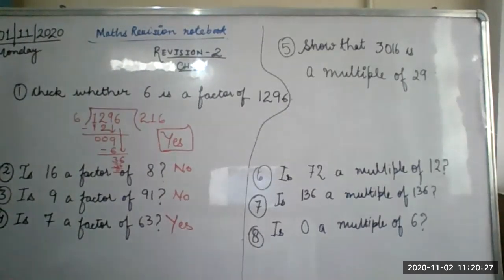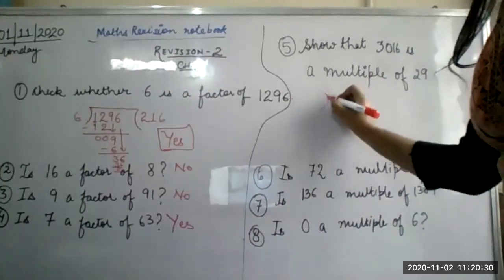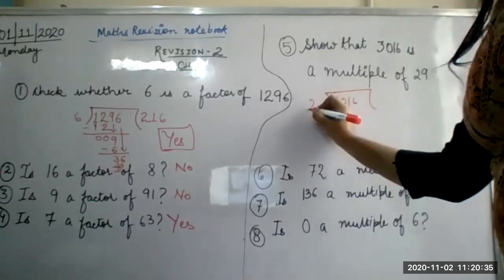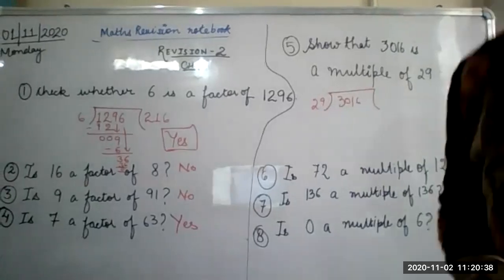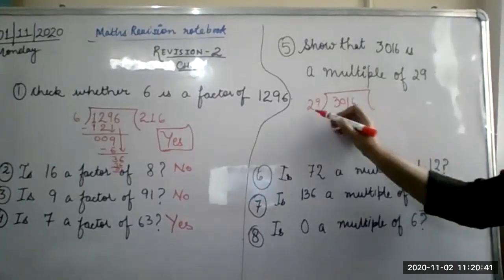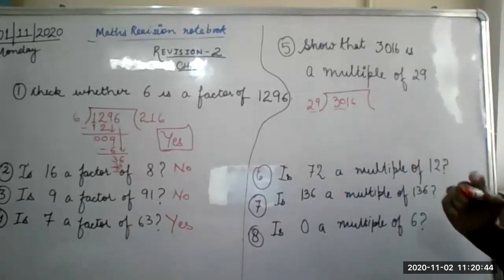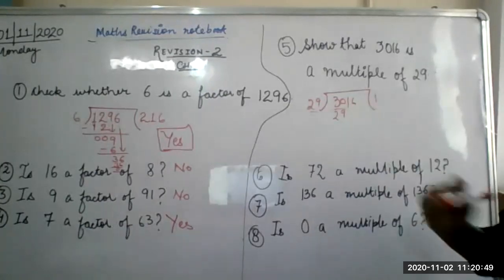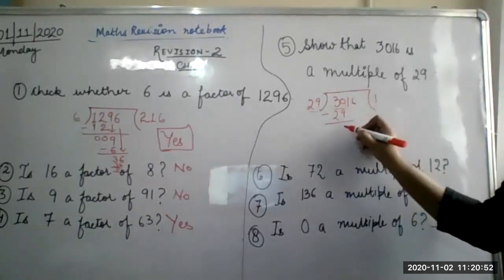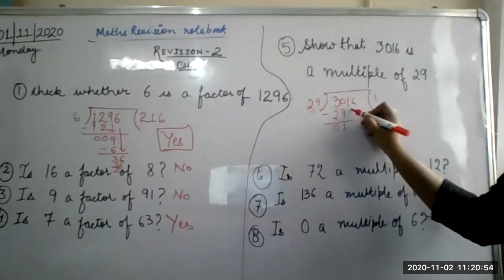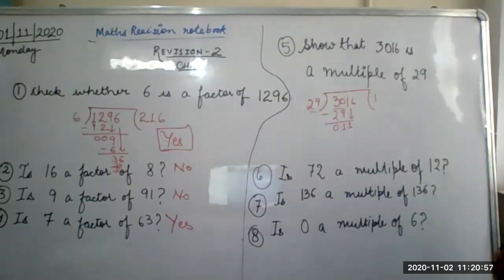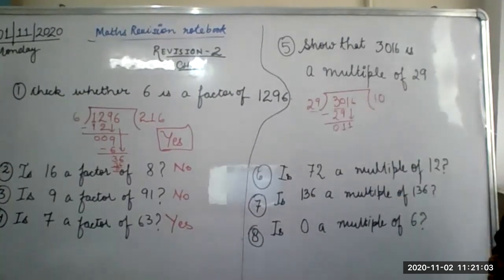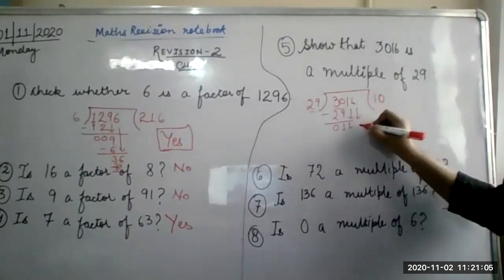Show that 3016 is a multiple of 29. How will we show this? We will just divide 3016 by 29. Okay, all of you know how to do the division, right? So 29 and here it is 30. So we will do 29 ones are 29. Now we will subtract it. If you subtract, you will get 1 here and 0 here. This 1 will be copied over here. Now the answer is not coming. If the answer does not come, we put 0 here and copy the next number 6.